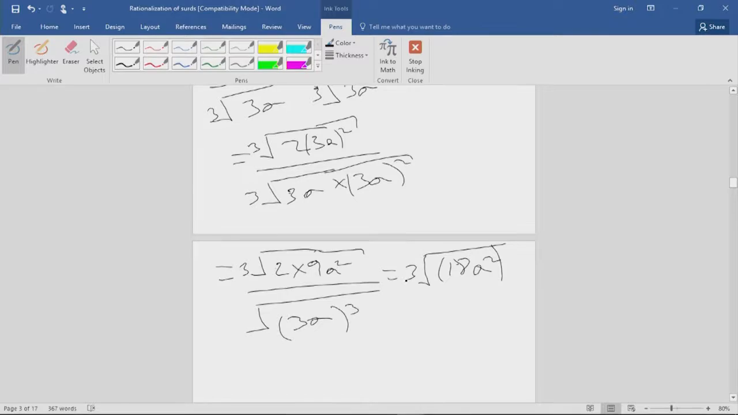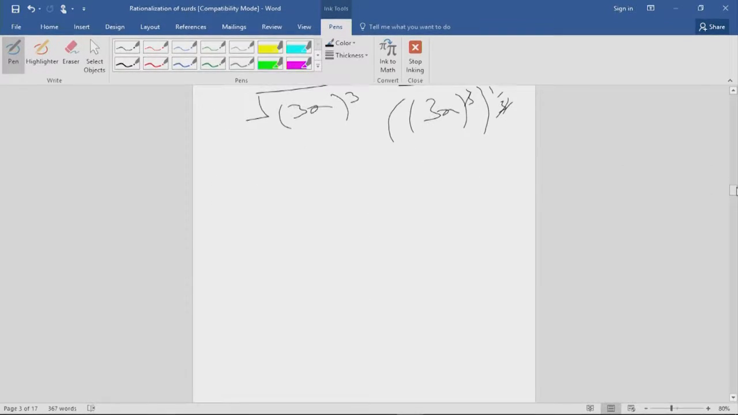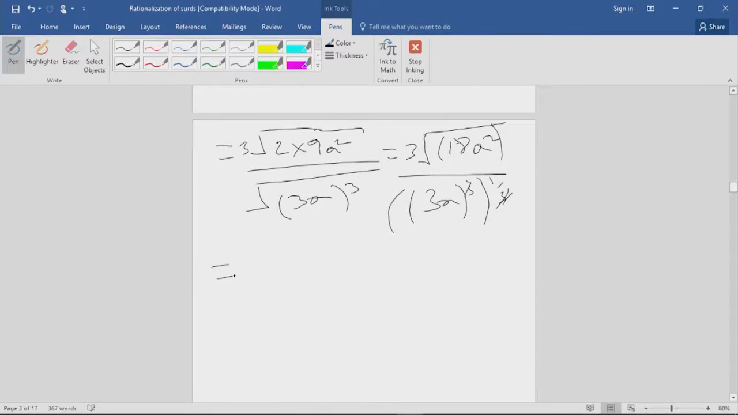All upon the cube root, of course, we have 3a all raised to the power 3, definitely all raised to the power 1 upon 3. We are in 3 multiplied by 1/3 gives us 1. Therefore the 3 and the 3 will cancel. This gives us the cube root of 18a square all upon 3a.